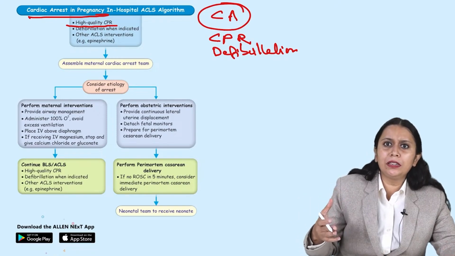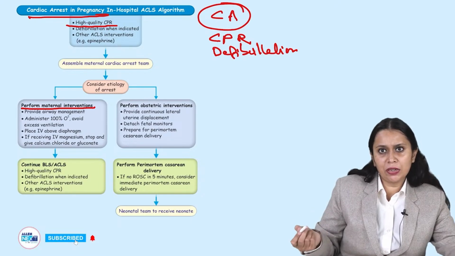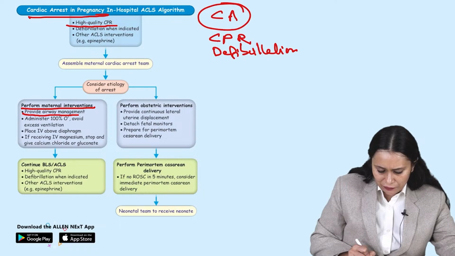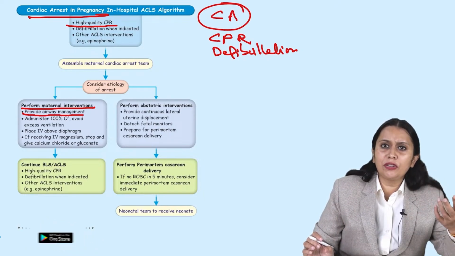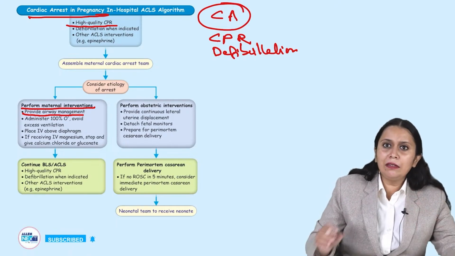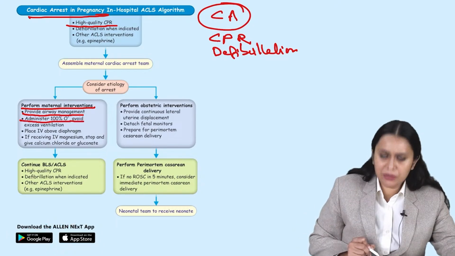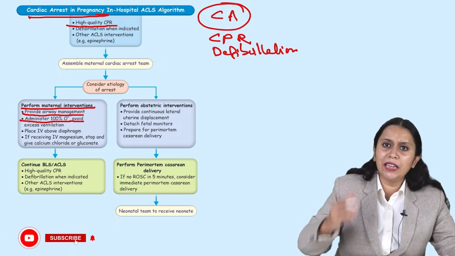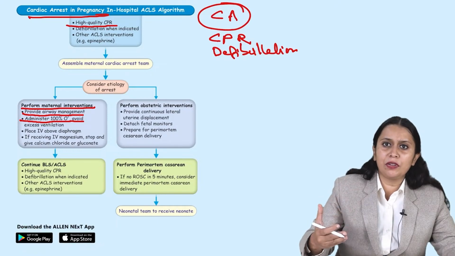So what is the maternal intervention? Well, for a pregnant patient in cardiac arrest, remember, first provide airway management. Pregnant women are at high risk for aspiration, so we try to secure the airway as soon as possible. Then 100% oxygen should be given, and we have to avoid excessive ventilation: 10 breaths per minute, not more than that. Why? They are high risk for aspiration.